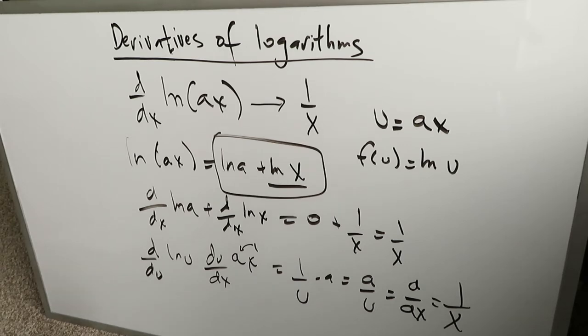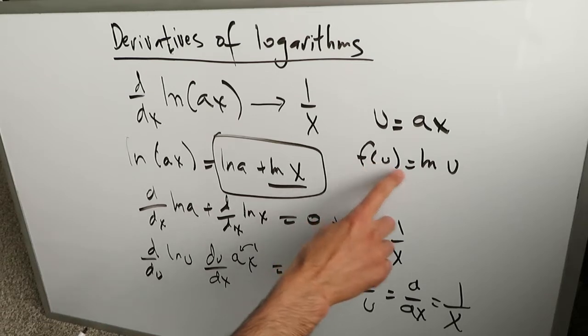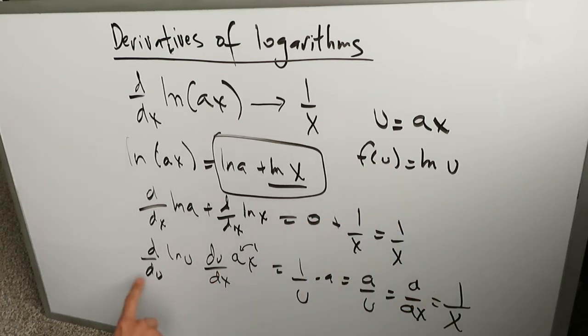So let me just state that again. When you did the substitution over here, u was equal to ax. f of u is equal to ln u, and then you come down here to the chain rule: the derivative with respect to u of ln u, and the derivative of u with respect to x is a.